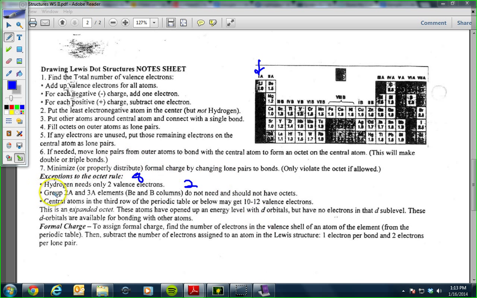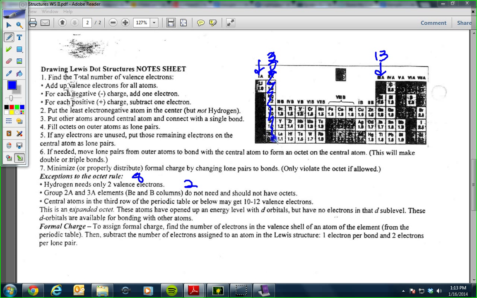The next thing says groups 2A and 3A. Those used to be this group and this group. Well, we no longer call them groups 2A and 3A. We call them groups 2 and 13. What it says here is those two groups, those two columns, 2 and 13, do not need and should not have octets.